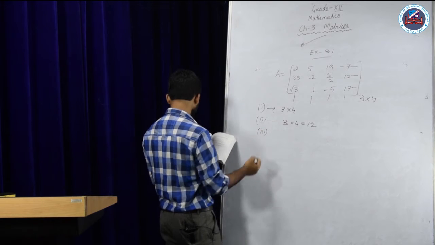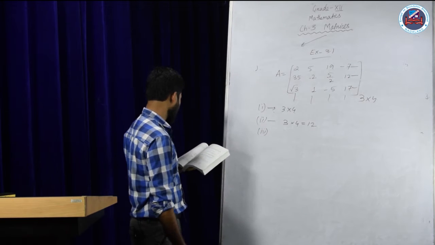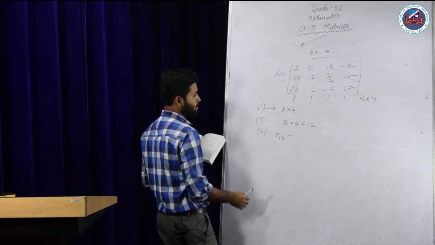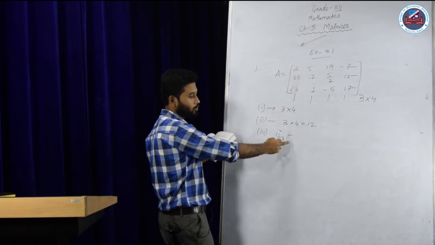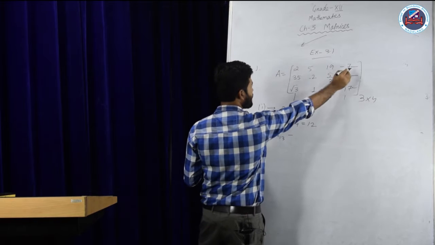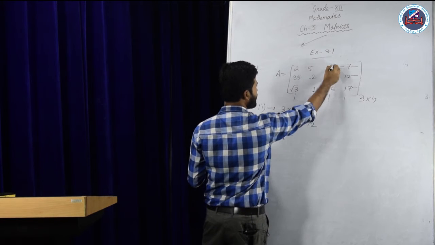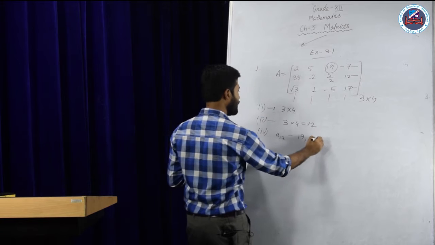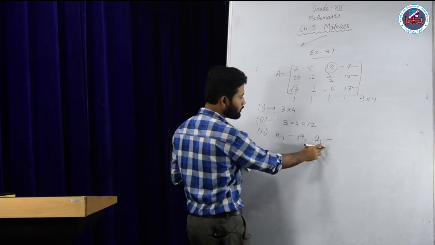And the third one, write the elements A13. So what is our A13 element? Check the address. Here it is the first row, third column. This is the first row and third column, 1, 2, 3, third column, this number. So A13 is 19. Then A21, second row, first column.